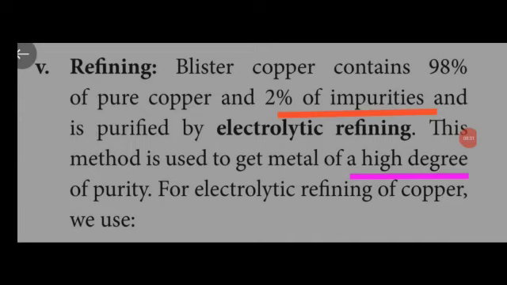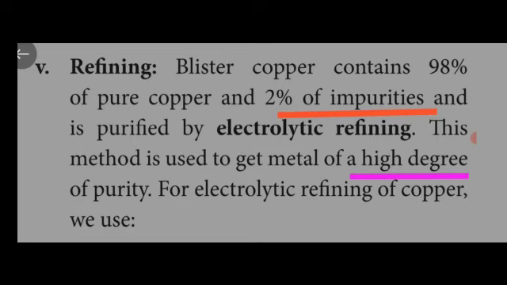Dear students, this is electrolytic refining of copper. There are 5 steps involved: concentration, roasting, smelting, Bessemerisation, and refining. These 5 steps are involved in extraction of copper, and we get 100% pure copper. The pure copper is obtained from copper pyrites, with formula CuFeS2. This is a sulphide ore. All sulphide ores are concentrated by the froth flotation method.